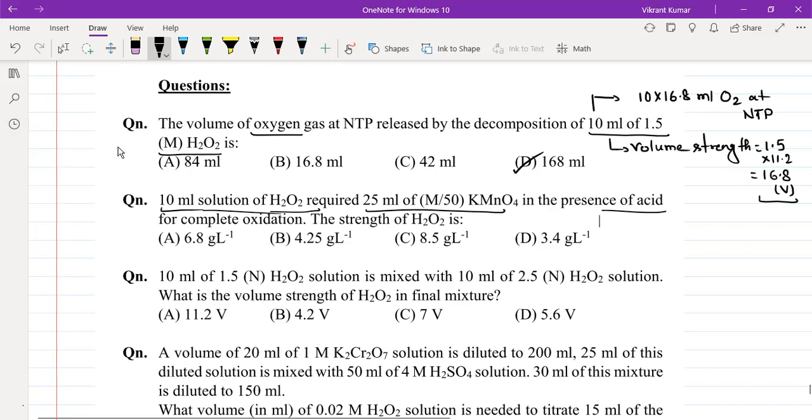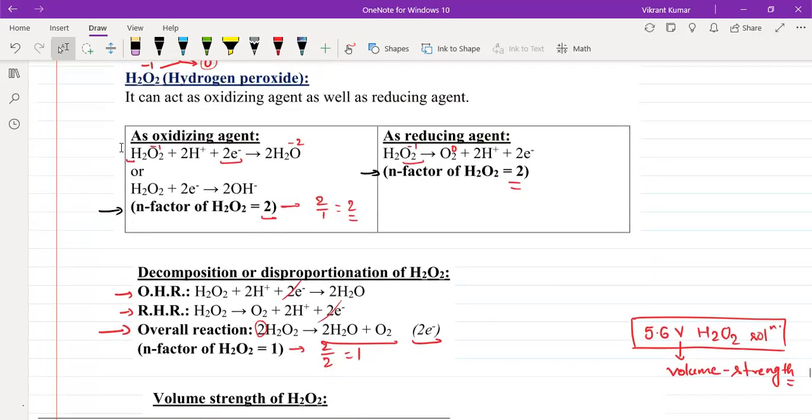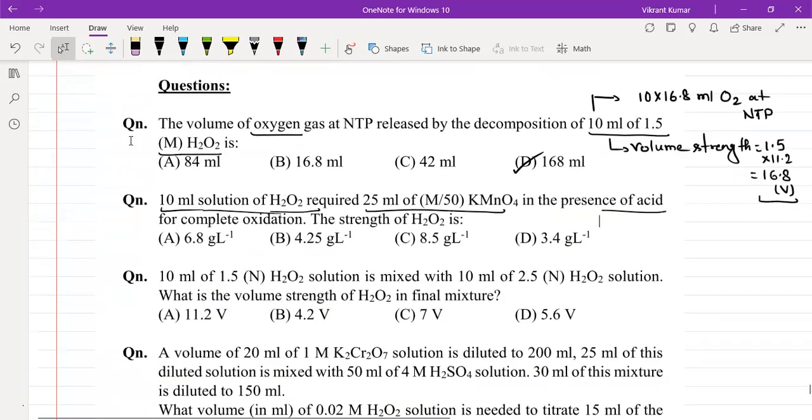If you go back slightly, you'll get all these things; all the details are written here. Whether it behaves as an oxidizing agent or a reducing agent, the change in oxidation state per atom of O will be 1. H2O2 has 2 oxygen atoms, so the total change will be 2. So as oxidizing agent or as reducing agent, its N factor is 2. When we talk about complete decomposition or disproportionation of H2O2, it has an N factor of 1. But if I have a reaction of H2O2 with anything in a redox reaction, we say the N factor of H2O2 is 2.